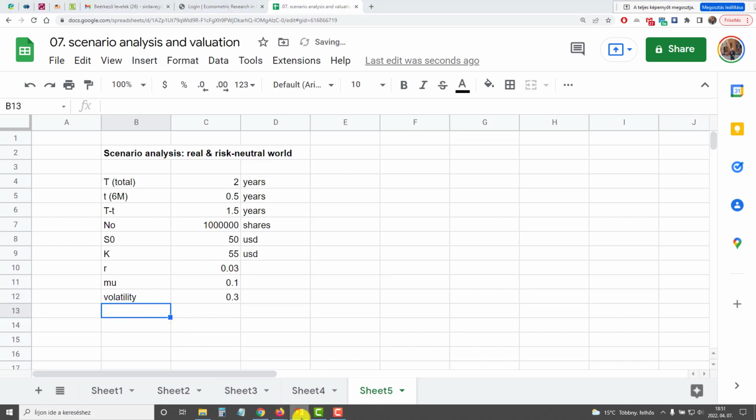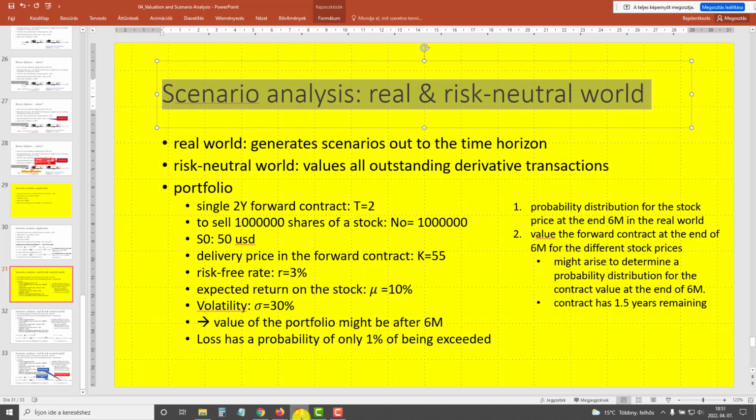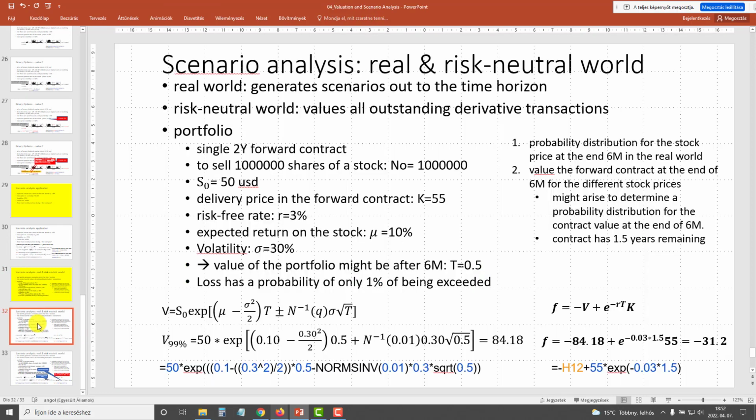Okay, volatility. I expect a return on the stock again. The value of the portfolio after 6 months, and the loss has a probability of only 1% of being exceeded. So what should we do? Obviously we should start at the beginning with the previously well-known threshold value equation, what we did already. So we just copy and paste and modify and adapt and do all the necessary stuff.